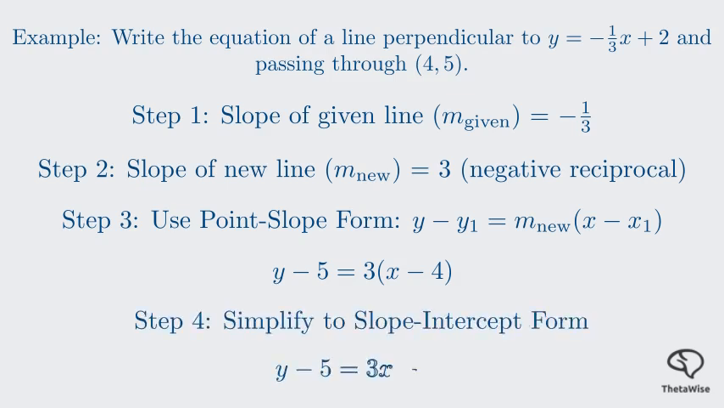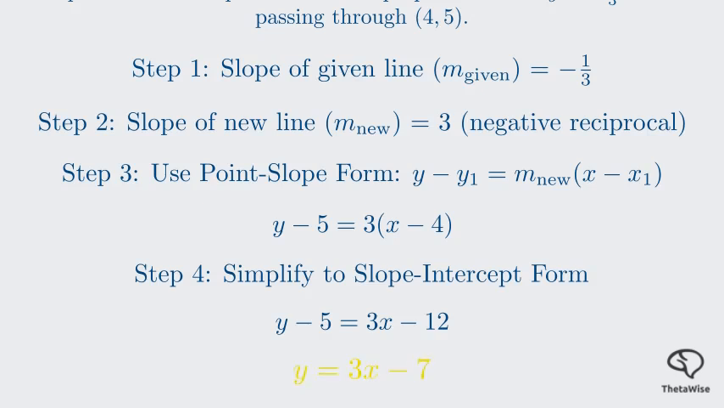Let's check our work. The slope of our new line is 3, and the slope of the original line was negative 1/3. Their product is 3 times negative 1/3, which is negative 1. This confirms they are perpendicular.